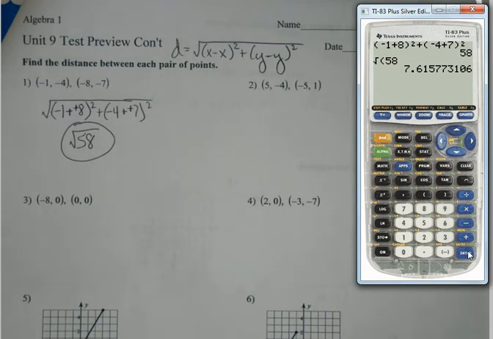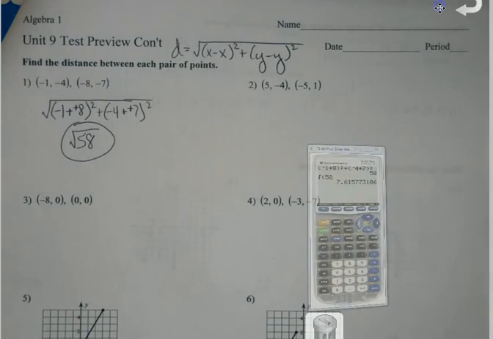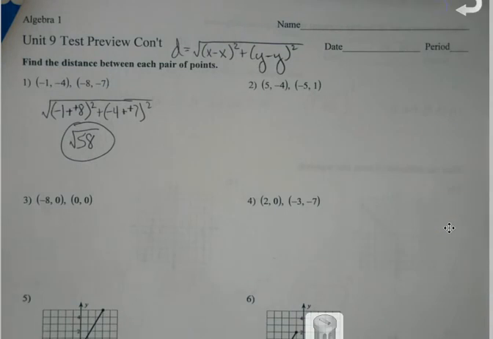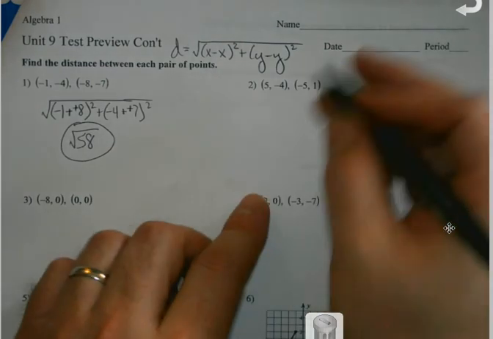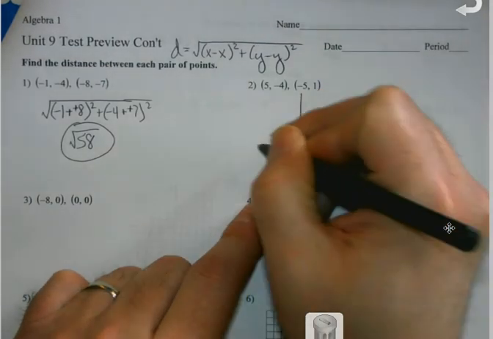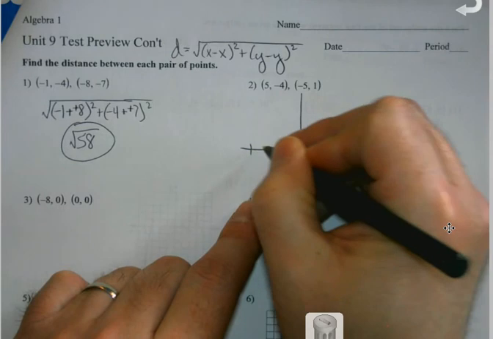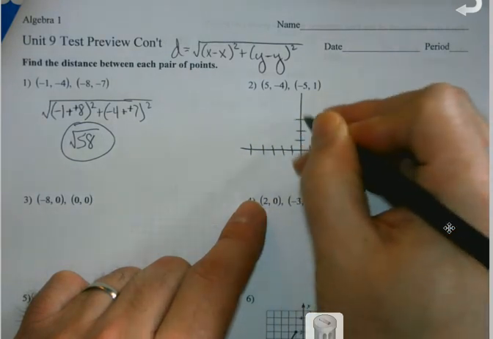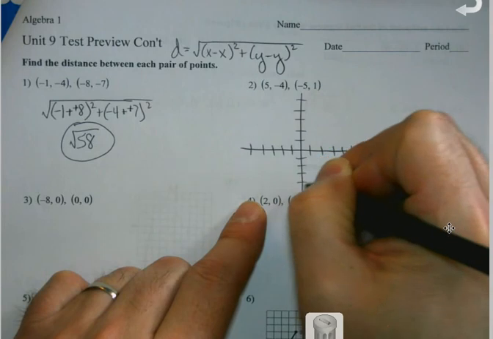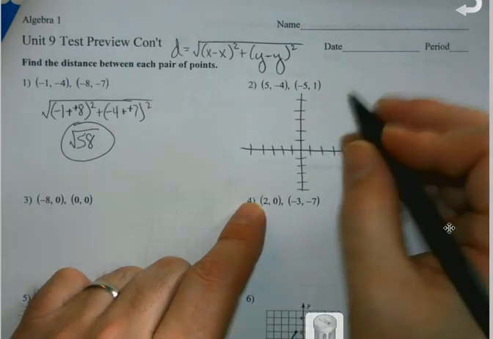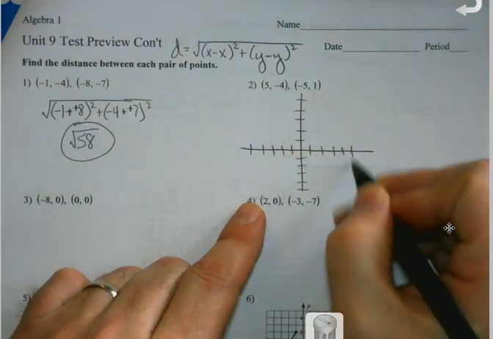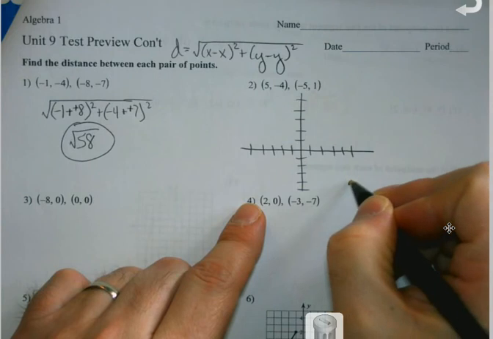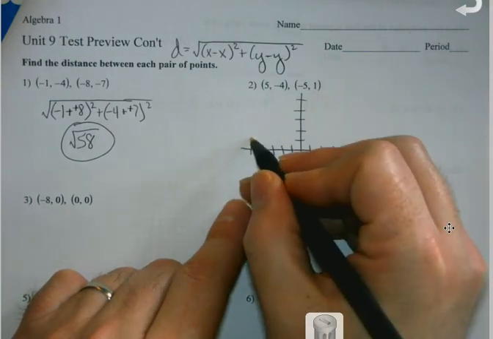Well, what if I don't want to use the formula? What if I want to do something else? What if I want to draw a picture? Because you said we could use the Pythagorean theorem, and that's very true. So if I wanted to do that, let's say I tried that on number 2. So if you're more visual and you want to look at the individual points, I just got to be careful that I'm accurate here.